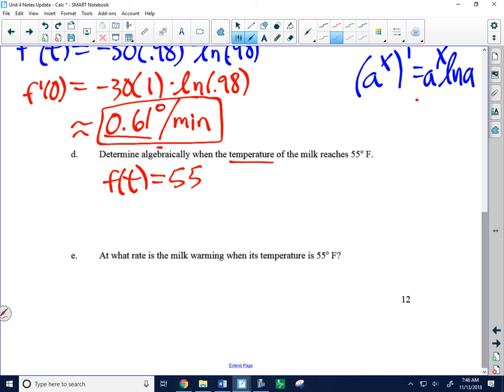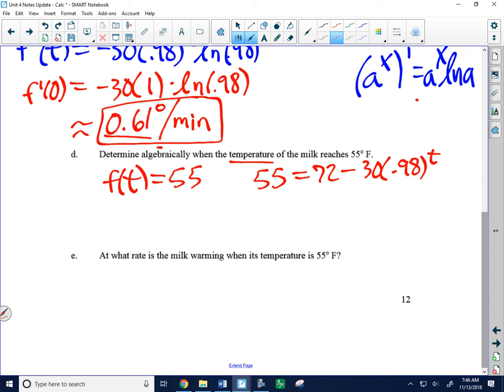Does it kind of seem like the position, velocity and acceleration questions, where you have the numbers, but you just have to decide where to plug them in? So this is where our original function is 55. I'm setting 55 equal to my original function, 72 minus 30 times 0.98 to the t, and I'm going to solve.